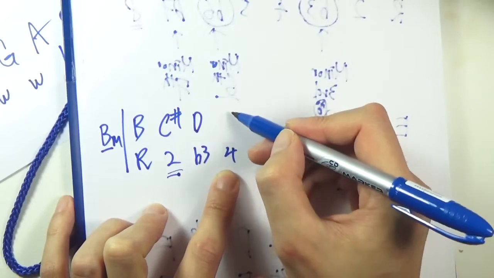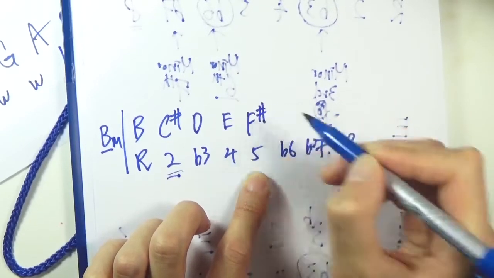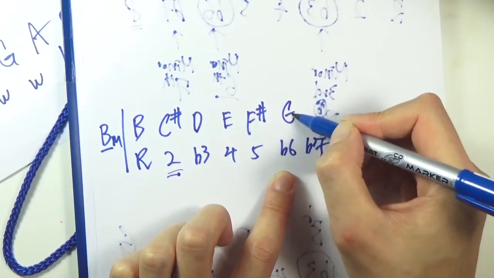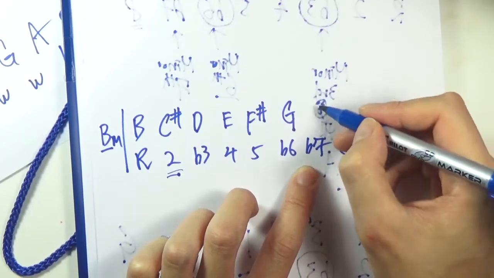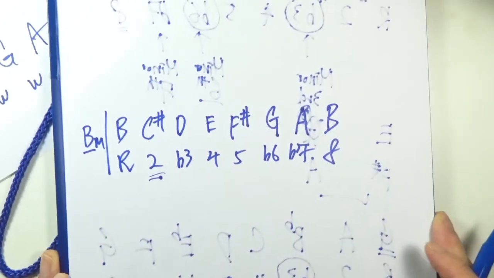Perfect fourth: B, C, D, E. Perfect fifth: B, C, D, E, F sharp. Your perfect fifth there. So I need another half step here, so F, G. Flat 7: count backwards a whole step, so that should be an A, right? And then you have your B.